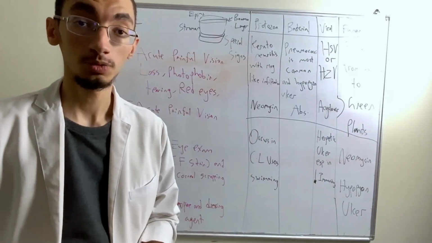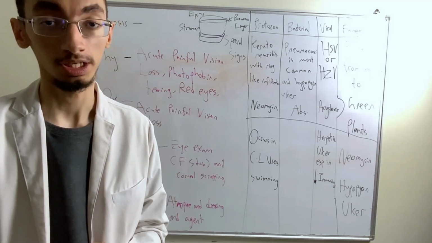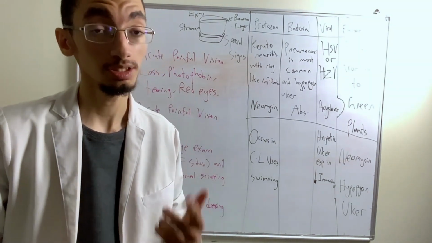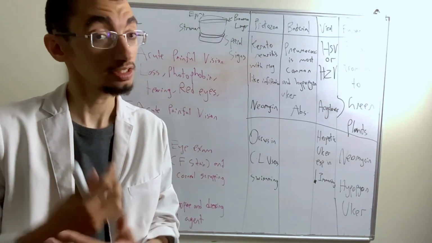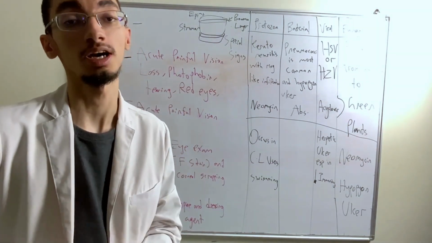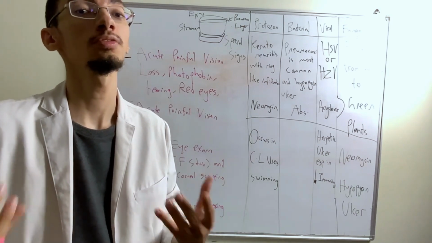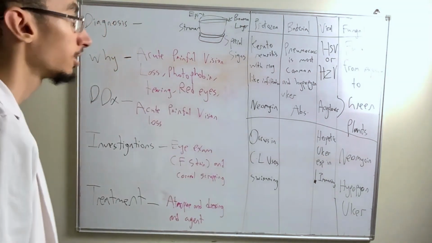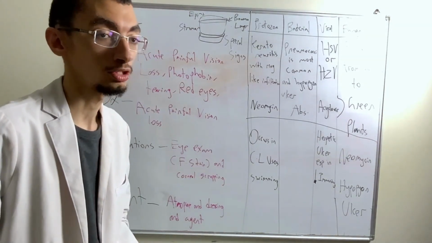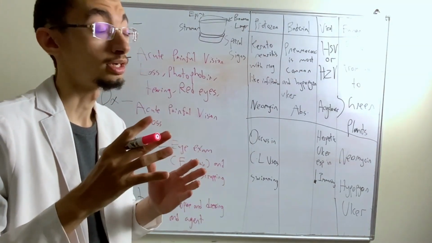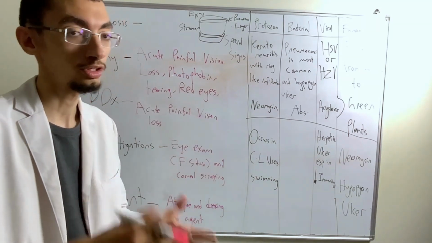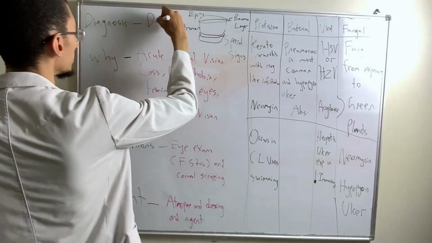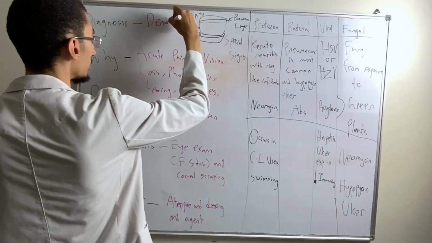So now that we finished with the case, let's talk about the most likely diagnosis in this patient. He has affected vision as well as pain in his eyes, and the examination is indicative of something that doctors call, in ophthalmology, dendritic ulcer or herpes simplex keratitis. So in other words, I'll call this dendritic ulcer.